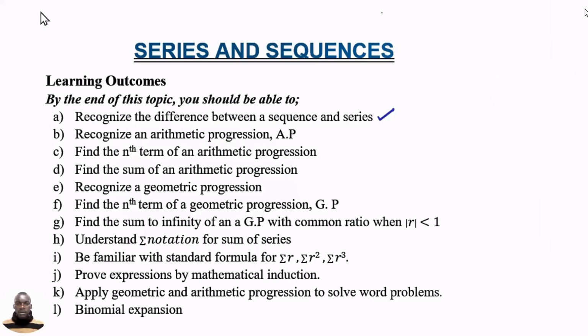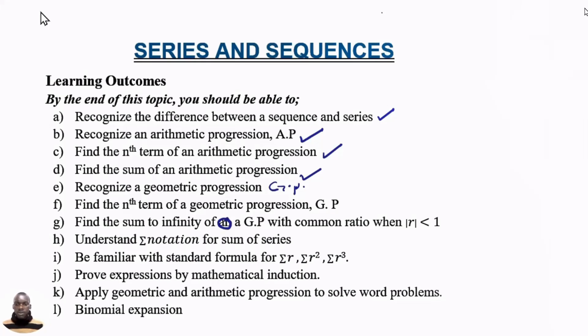Then we have part B. We shall be able to recognize an arithmetic progression, which is the AP. Then part C, find the nth term of an arithmetic progression. Also, we shall find the sum of an arithmetic progression, recognize a geometric progression, and this is the GP. Then also we shall understand how we can find the nth term of a geometric progression, the GP.